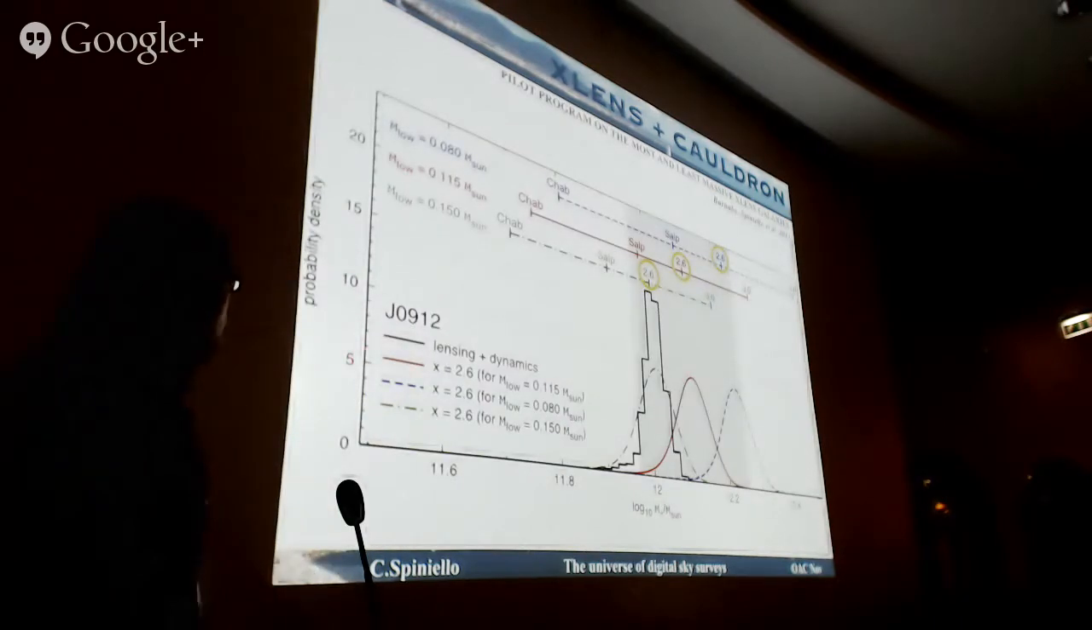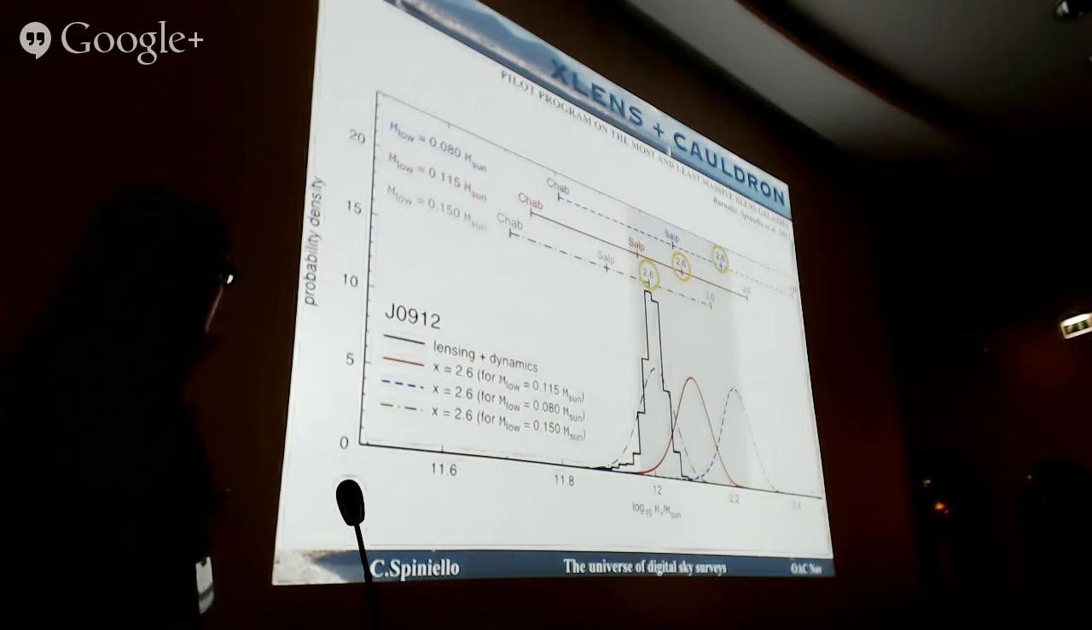And this is the most massive galaxies. The black histogram is the one obtained by Matteo from lensing and dynamics. And different histograms with different colors are my inferred stellar masses by changing the cutoff mass here.